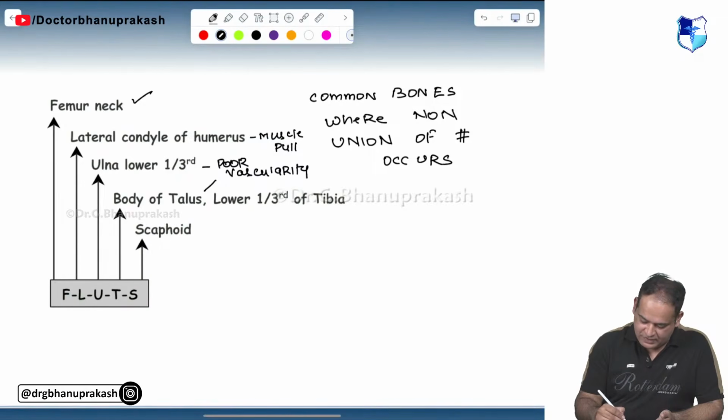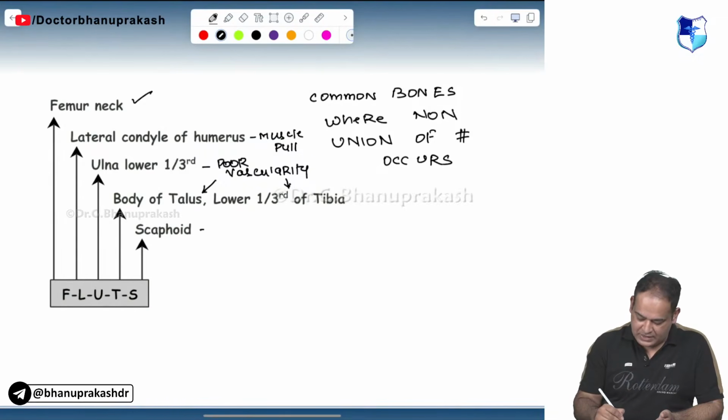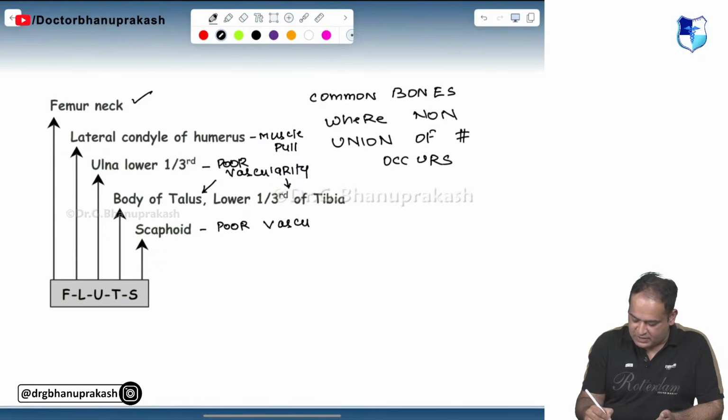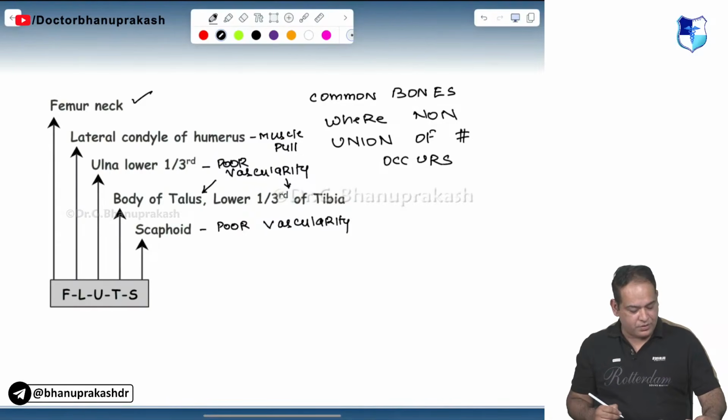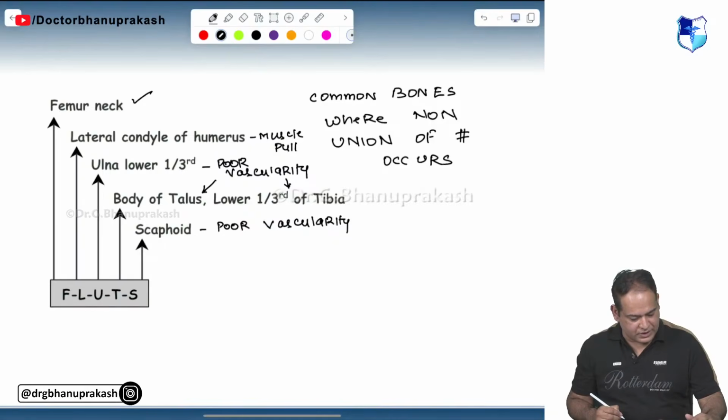Fine. That is the same for talus. That is the same for tibia. And scaphoid also, poor vascularity. So these are the bones where you see non-union of fracture is very, very common. Right?